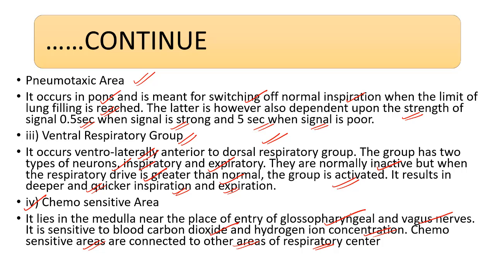It lies in the medulla near the place of entry of the glossopharyngeal and vagus nerves. In the medulla where the glossopharyngeal and the vagus nerves enter, so at the point of entry, the chemosensitive area is present. It is sensitive to blood CO2 and hydrogen ion concentrations. Chemosensitive areas are connected to other areas of the respiratory center. So these are chemoreceptors. They contain mainly chemoreceptors.